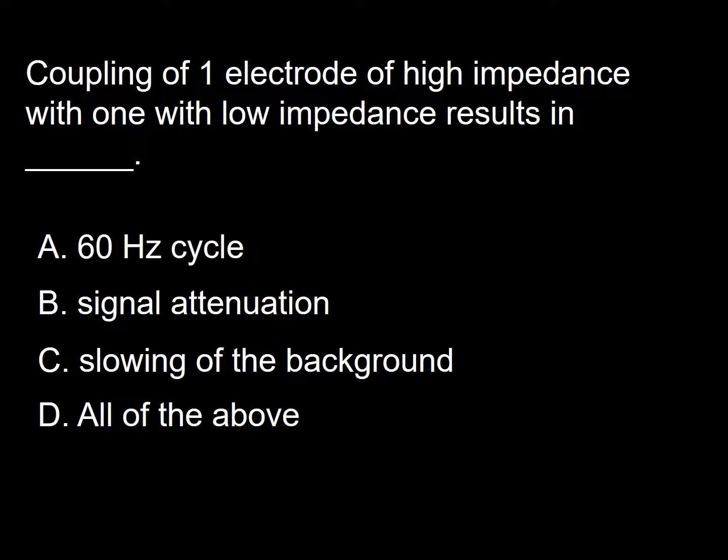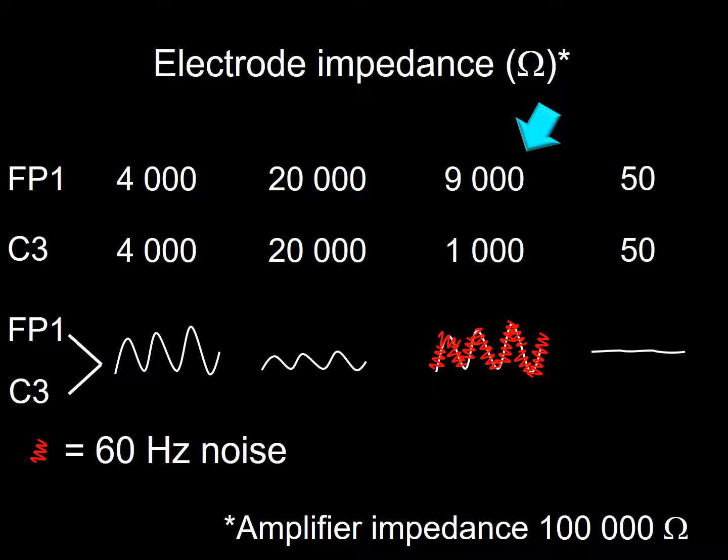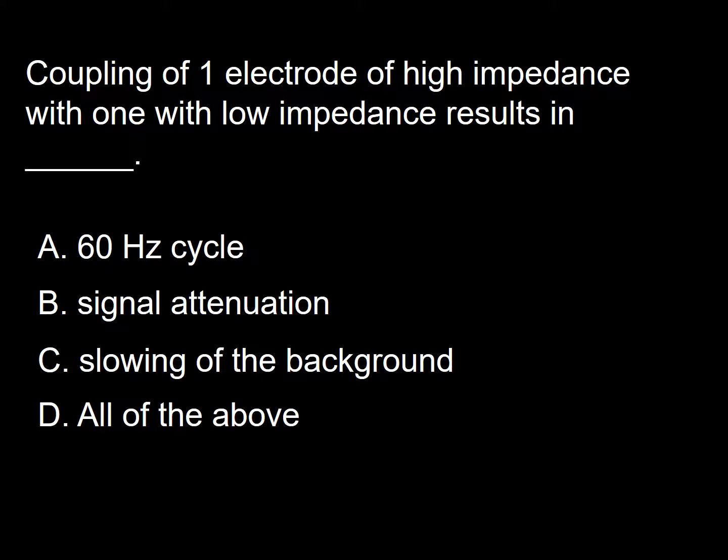Next question. Coupling of one electrode of high impedance with one with low impedance results in A. 60 Hz cycle, B. Signal attenuation, C. Slowing of the background, D. All of the above. Impedance mismatch renders the derivation more vulnerable to 60 Hz artifact. So the answer to this question is A.